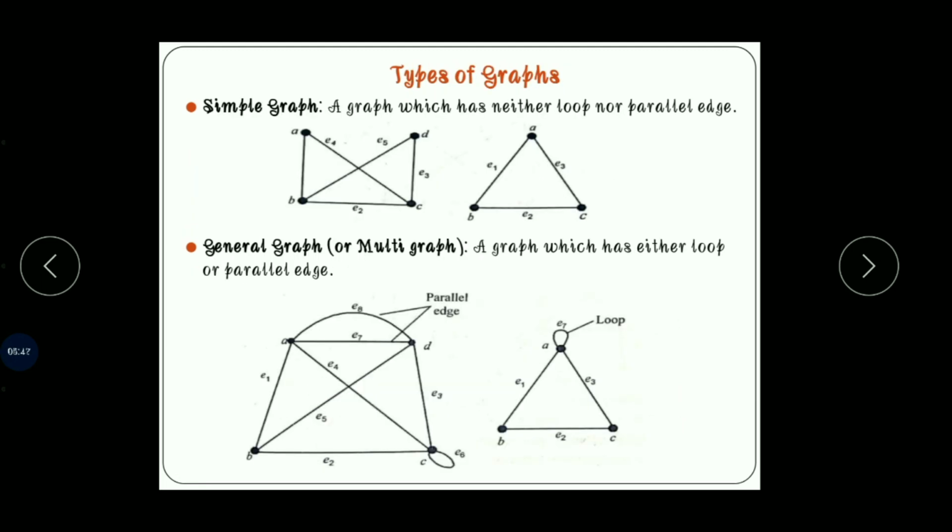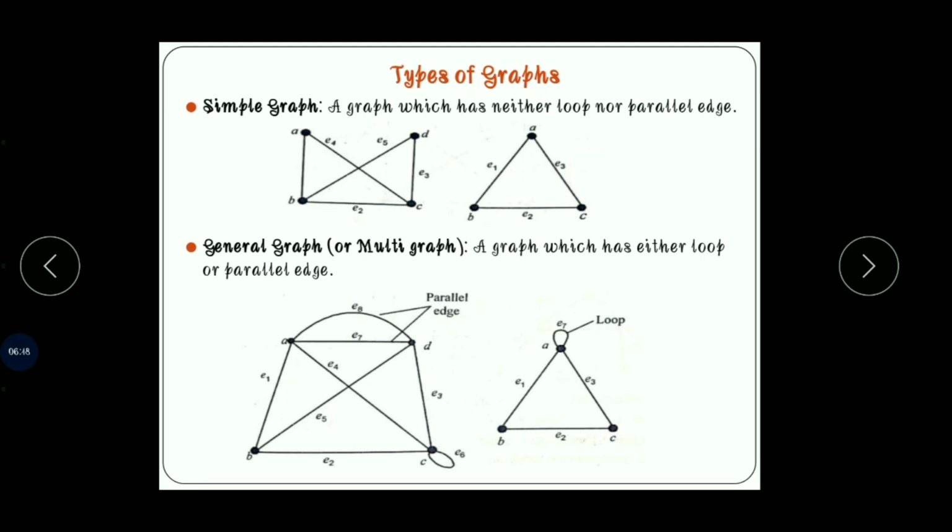Next type of graph: simple graph. A simple graph is a graph which has neither loop nor parallel edges. That means there is no edge which starts from one point and ends at the same point, and there are no edges which have the same endpoints. Here you can see there is no loop and no parallel edges, so this is a simple graph. Here also there is no loop and no parallel edges, so this is also a simple graph.